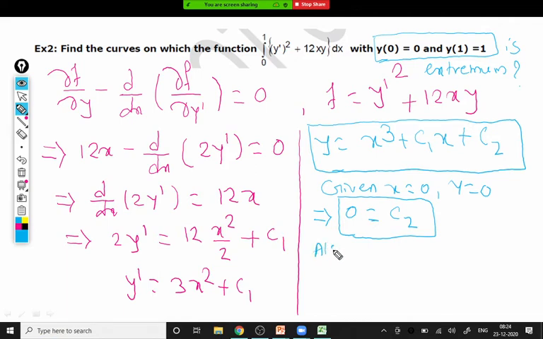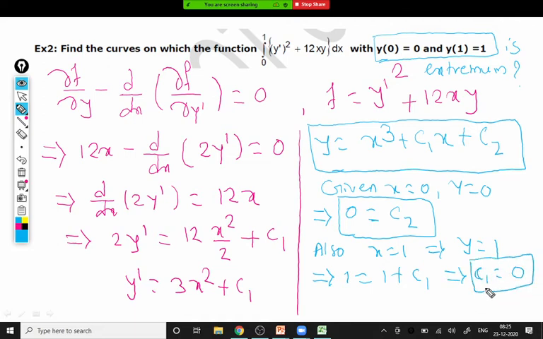Also, x is 1 implies y is also 1. So that is also given, x1, y1. So this gives us 1 equal to, putting x is 1, 1 plus C1. C2 is already 0, so no need to write it. So 1 is equal to 1 plus C1. So what should be C1? C1 is 0.